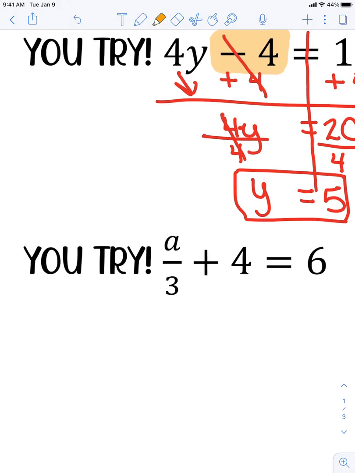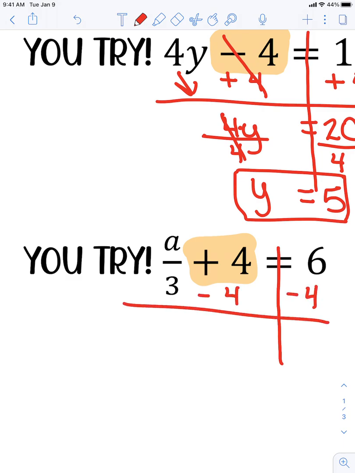Okay, so on this, the first thing you should have done is draw a line through the equal sign. You see that we have a positive 4. We want to move it to the other side, so we have to do the opposite, the inverse operation, and subtract 4 from both sides. So 4 minus 4 is 0, leaves us with a divided by 3. 6 minus 4 is 2.